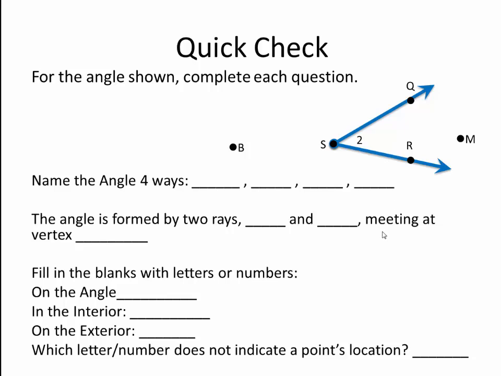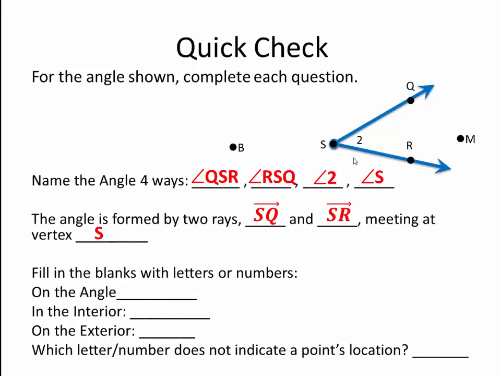In order to name this angle, we should first look at points that are on the angle and the vertex because they're most critical in naming this figure. Therefore, the best names will be angle QSR or angle RSQ. Alternatively, because there is a 2 here, we can call it angle 2. And because there's no ambiguity in the picture, we can call this angle S. We can say that the angle is formed by two rays, ray SQ and ray SR, meeting at vertex S. But that's too wordy for us to use as an actual description.